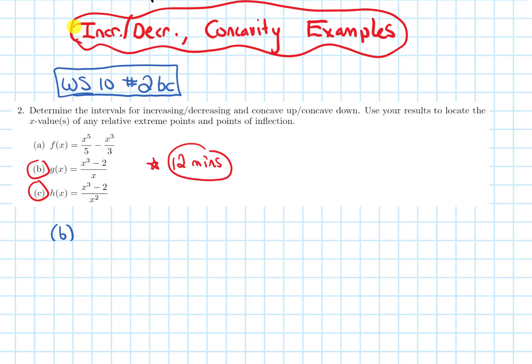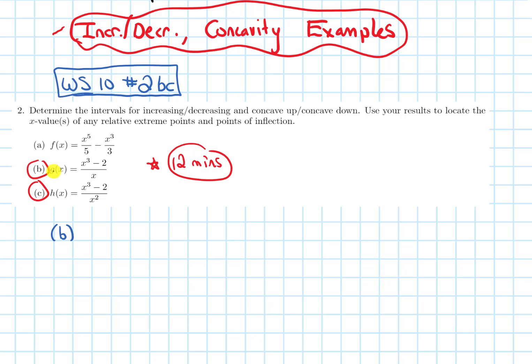In this discussion video, we will do some examples where we are given functions and we want to figure out where they are increasing and decreasing, where they're concave up and down, and where they have local mins and local maxes, and any points of inflection. Okay, so I want to look at problem 2, parts B and C from worksheet 10.